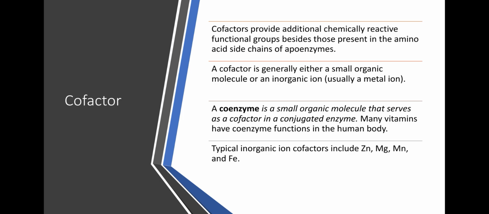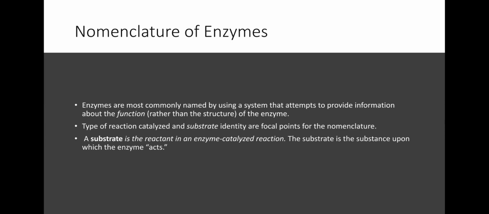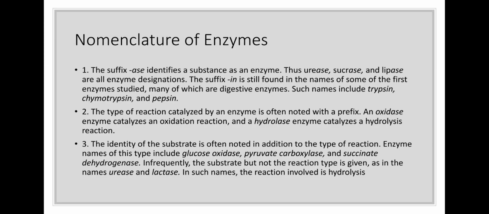So how do we identify if a certain substance or molecule is an enzyme? Enzymes are most commonly named by using a system that attempts to provide information about their function rather than their structure. Their type of reaction catalyzed and substrate identity are the focal points for this nomenclature system. A substrate refers to the reactant in an enzyme-catalyzed reaction. It is what the enzymes act upon.